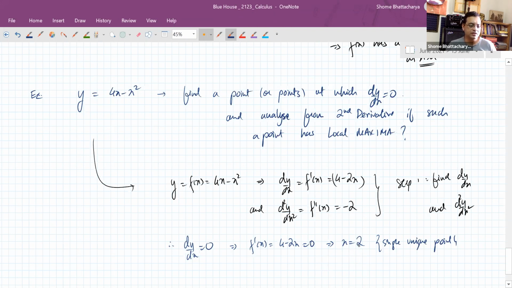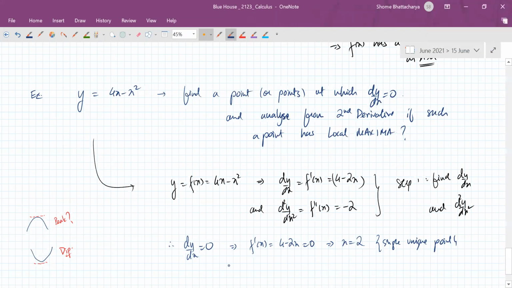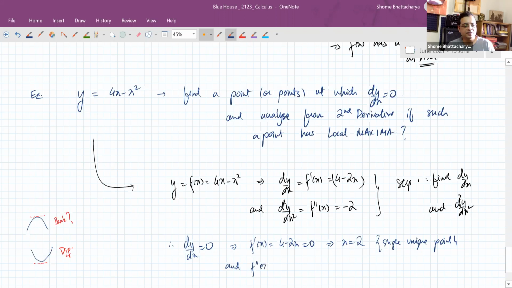From our previous knowledge, we understand that x equal to 2 is either a peak point or a dip kind of point, because these kind of points have 0 slope. But to understand whether it is a peak point or a dip point, we will use this thing, that if it's a peak point, then the second derivative should be negative. And f double prime x is equal to minus 2 at all points, so this includes the point x equal to 2.